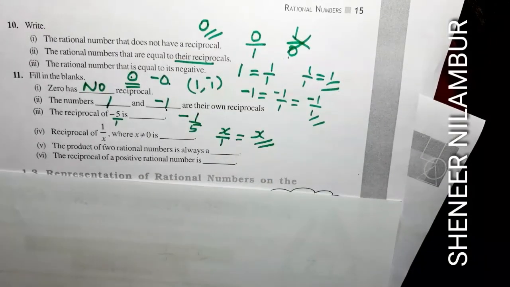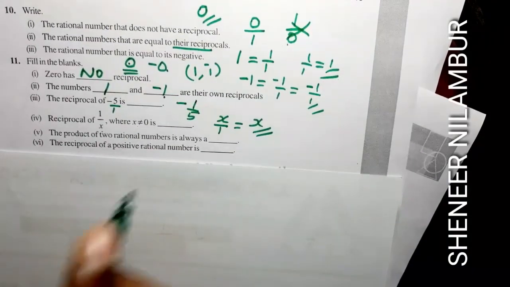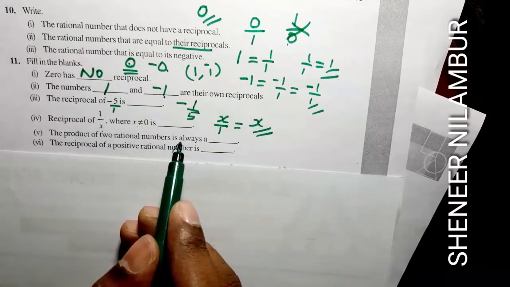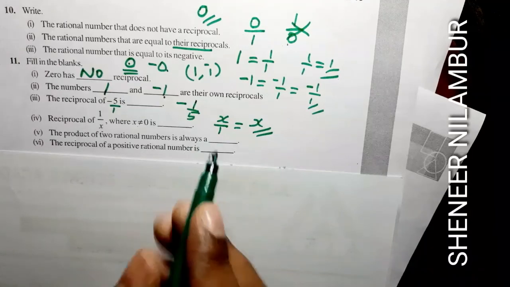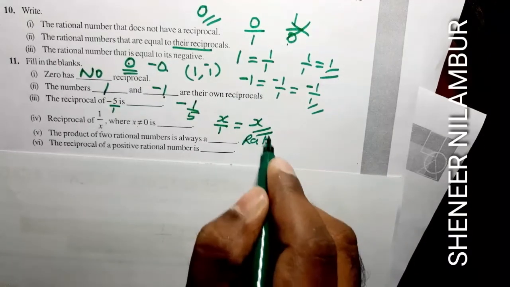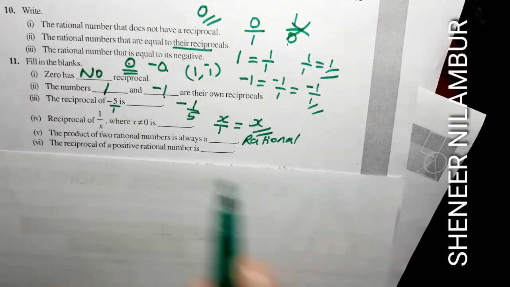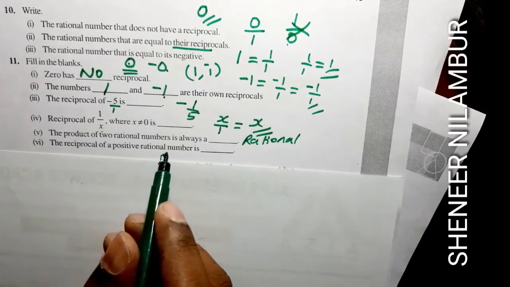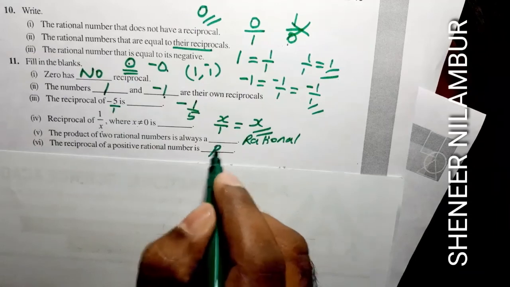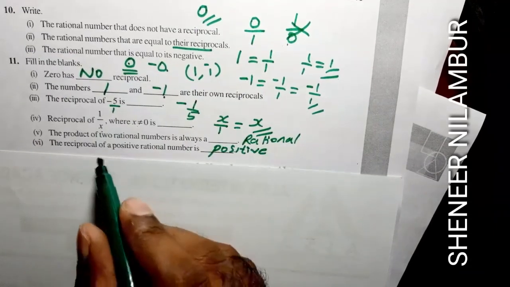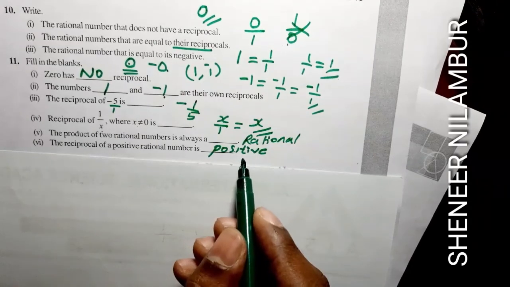Now, the product of two rational numbers is always a rational number. When we multiply two rational numbers, we get a rational number as the answer. The reciprocal of a positive rational number is always positive. A positive rational number's reciprocal is always positive.